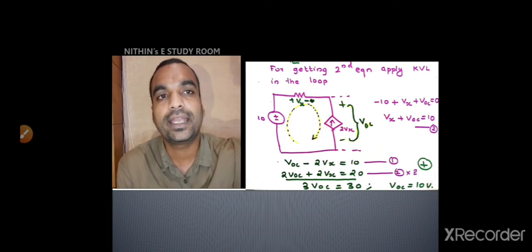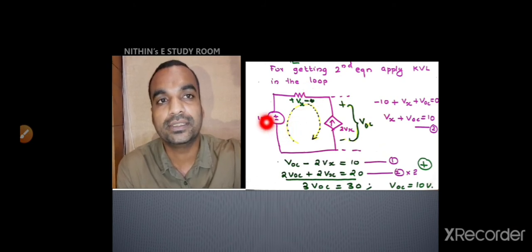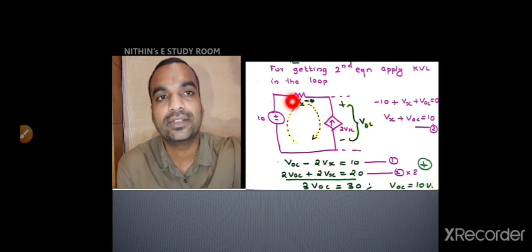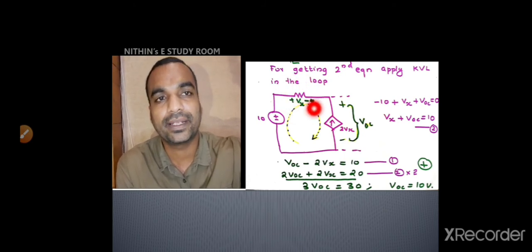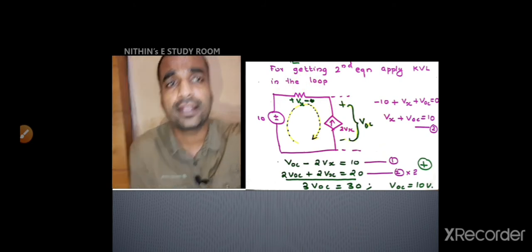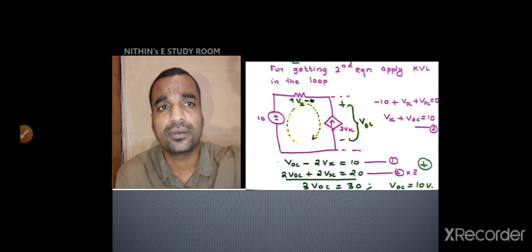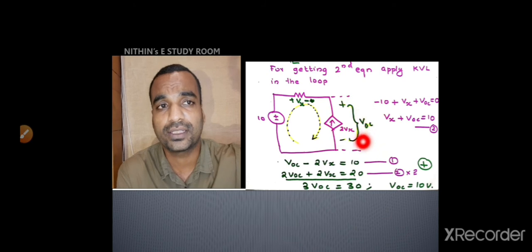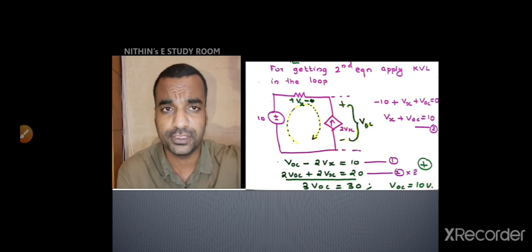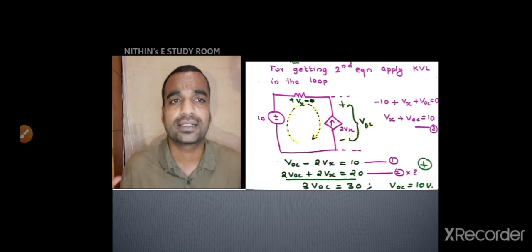For applying KVL, I have to check the voltage of all the elements. This element has 10 volt. For this element, the voltage is given as Vx. I am not minding about the resistance value. And in this element, the current is 2Vx and the resistance I don't know, so I have to check what the voltage is. The voltage is directly given as Voc. So three voltages are given.